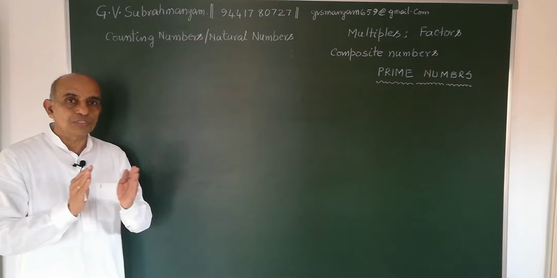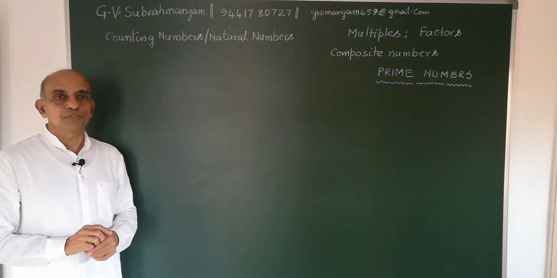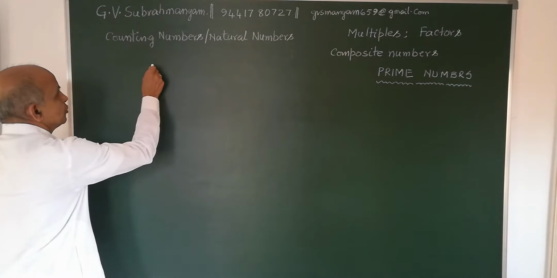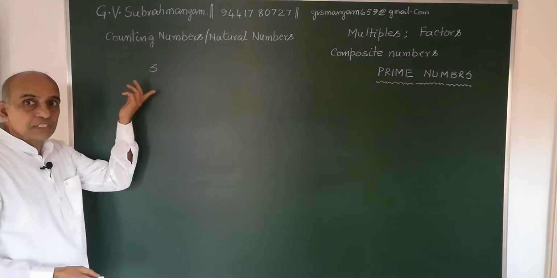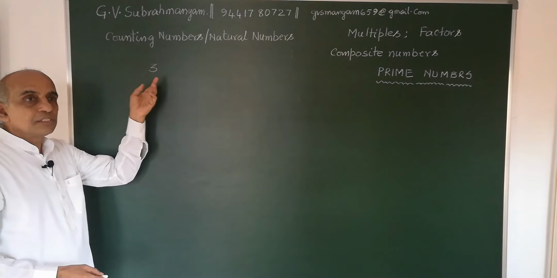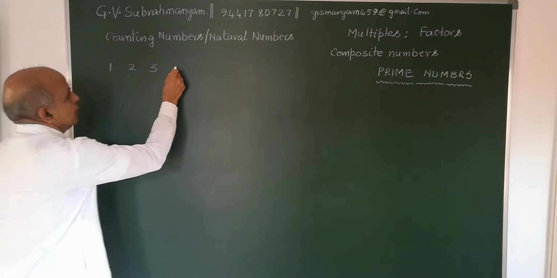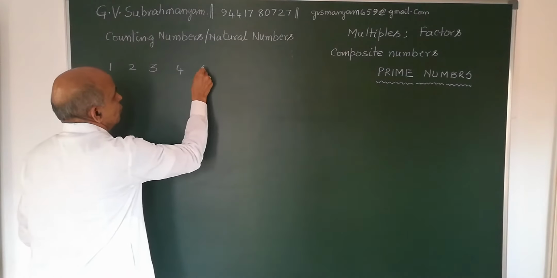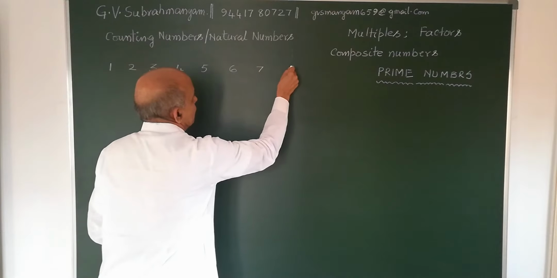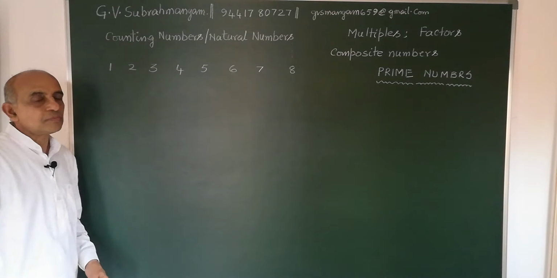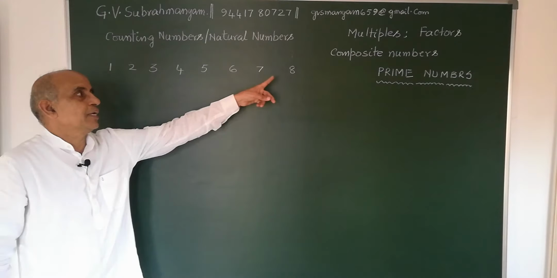How do you write those symbols? Suppose you want to show 3 books. I have 3 books. How do you write 3? So this is the symbol, just a mathematical symbol. So 1, 2, 3, 4, 5, 6, 7, 8. Suppose you want to show you have 8 books, you will write like this.